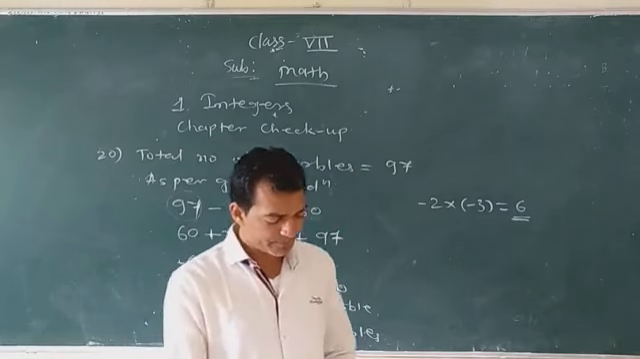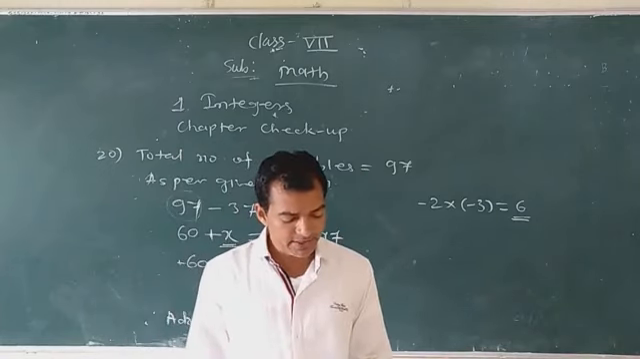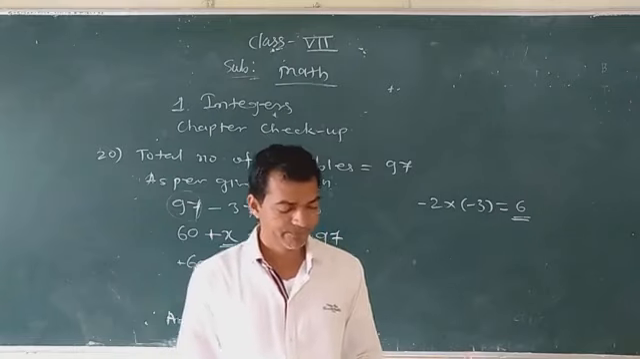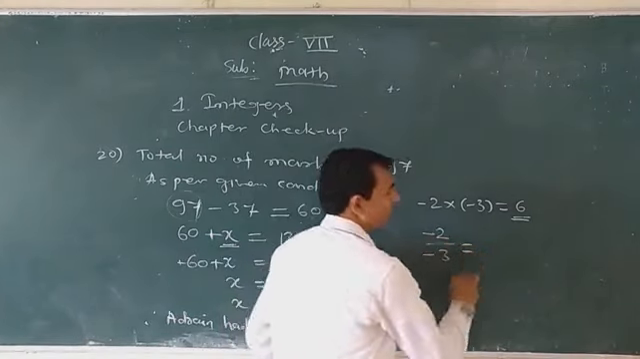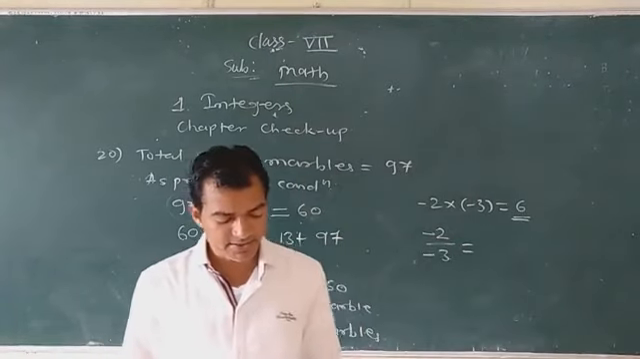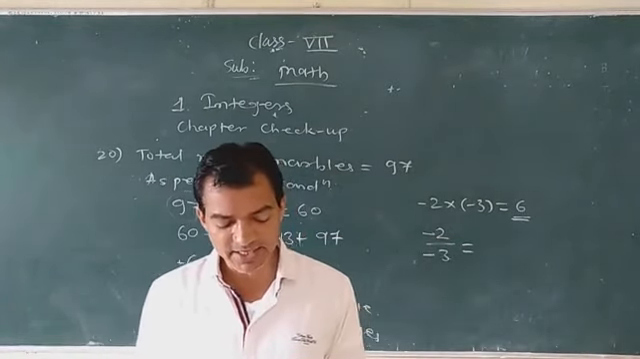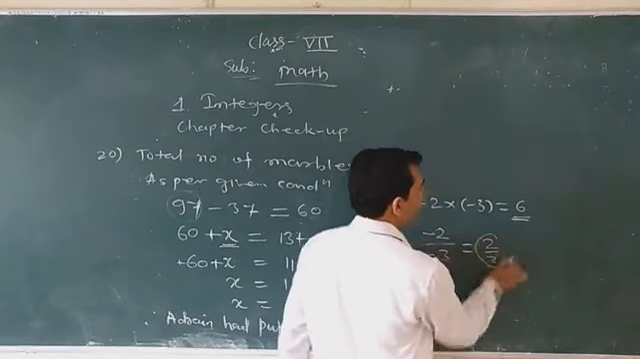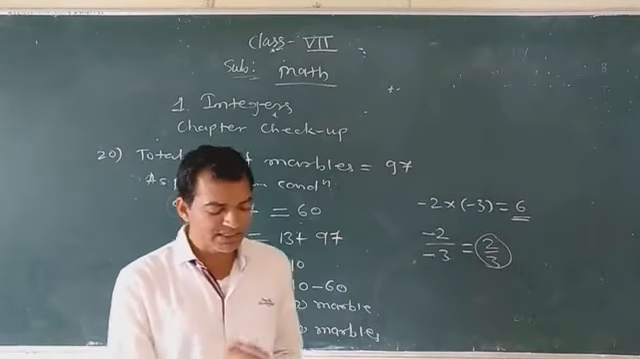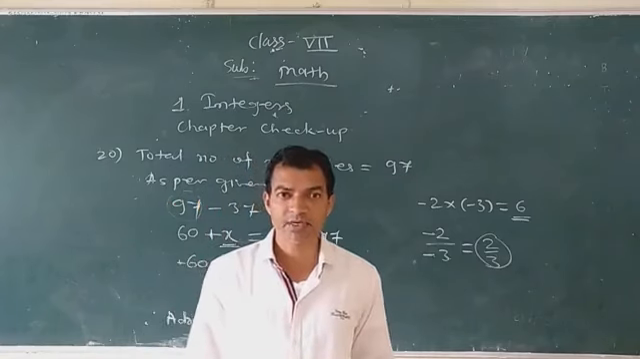Then the second problem: when two negative integers are divided, we get a negative integer. Suppose minus 2 divided by minus 2. What can we get? Minus by minus, 2 by 2. We get a positive integer, not negative. Means it is false. Okay.